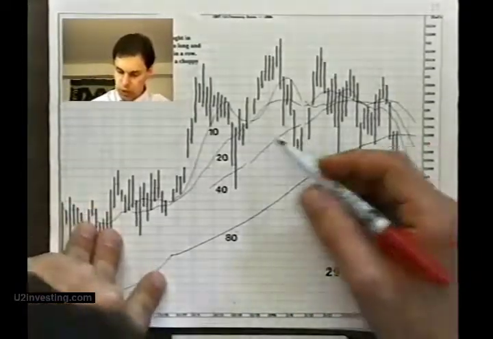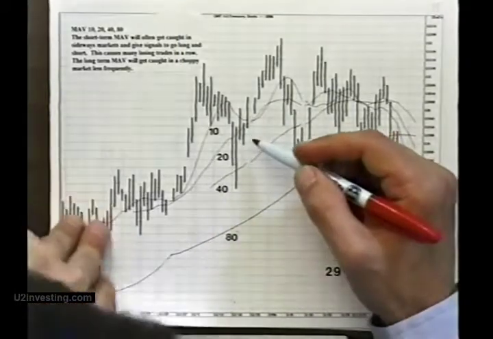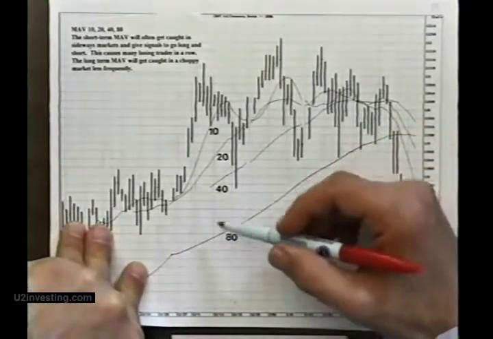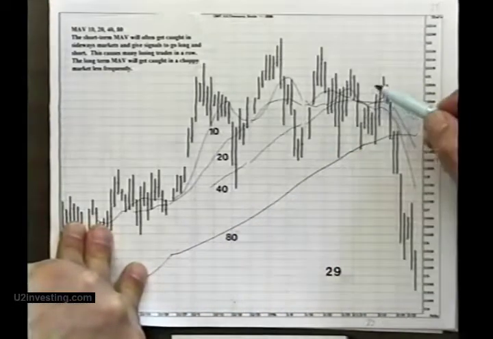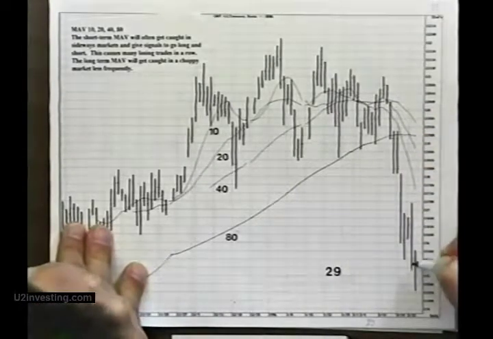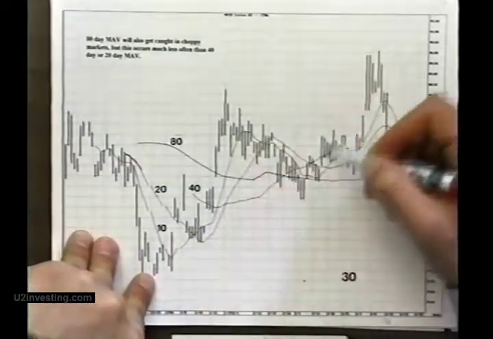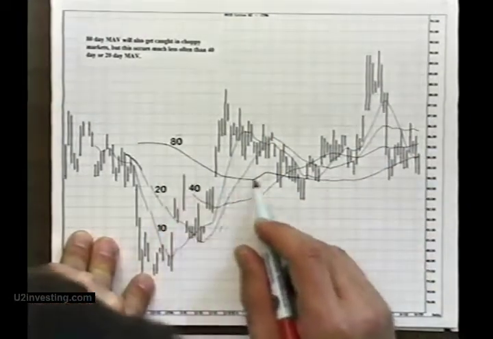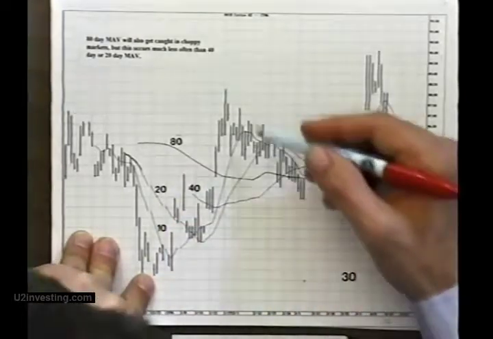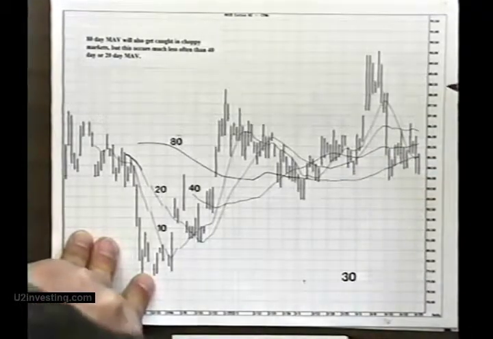Here's an example of 10 and 20-day moving average getting caught in sideways market, whereas the 80-day moving average continued to indicate that the trend was up, and then finally the market closes below the 80-day moving average and trend reverses to the downside. Now during bigger choppy markets, even the 80-day moving average here, this one right here that's almost like a straight line, will get caught in the choppiness and give us false signals.